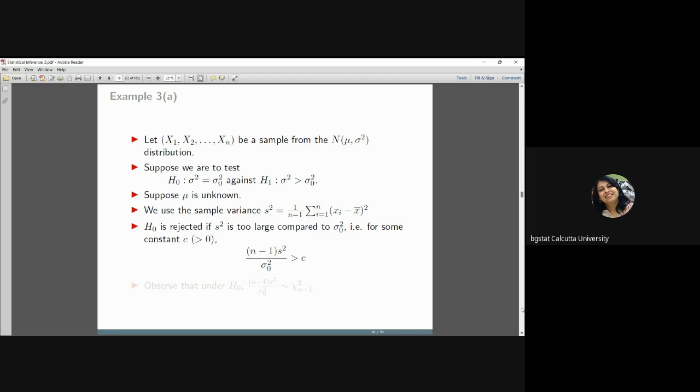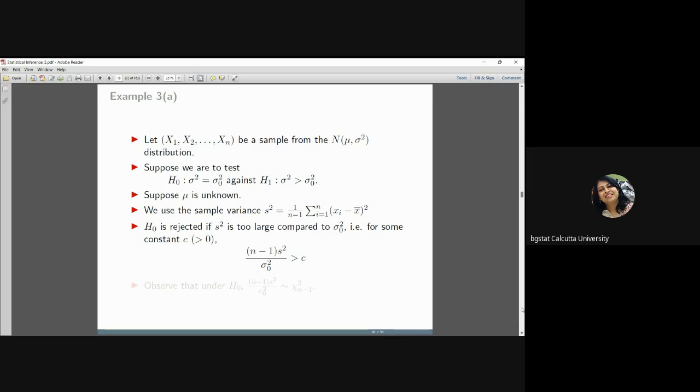So this is an example of a situation where you might be interested to test a hypothesis about a population variance rather than a population mean. As before, we have a sample from a normal distribution. We want to test sigma square equal to sigma naught square. Let's suppose that the alternative is of the form sigma square is greater than sigma naught square. Sigma naught square is some known value, so maybe sigma naught square is 100. We want to test if the correct variance is 100 or it is greater than 100.